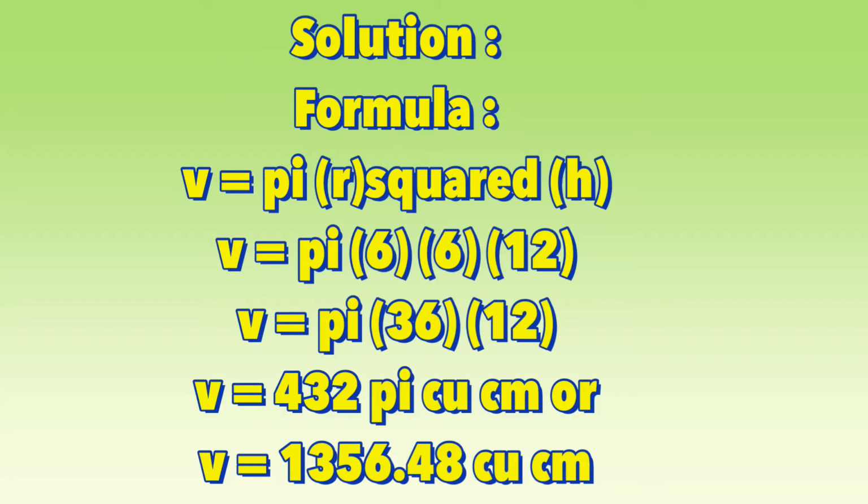So what we have to do is substitute from the formula r squared. It becomes now 6 squared. Then the height is 12. So what we have to do now is to simplify by multiplying 6 times 6 equals 36 times 12 equals 432 pi cubic centimeter. Or we're going to multiply 432 times 3.14, which is the value of pi, and now the result is 1356.48 cubic centimeter is the volume of the cylinder.